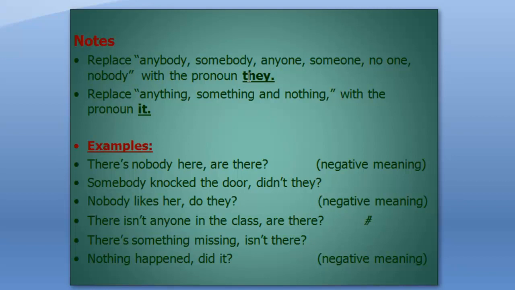Replace anybody, somebody, anyone, someone, no one, nobody with the pronoun they, and replace anything, something, and nothing with the pronoun it. There is nobody here, are there? This is negative meaning with nobody, so the question tag is positive. Somebody knocked the door, didn't they? Nobody likes here, do they? There isn't anyone in the class, are there? There is something missing, isn't there? Nothing happened, did it?